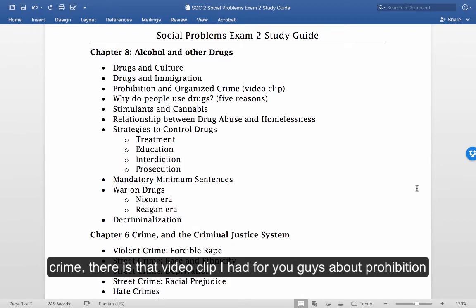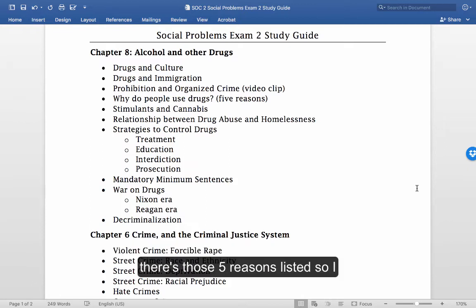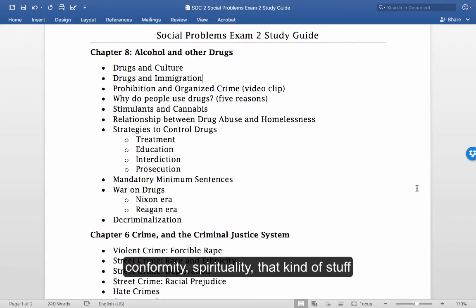Prohibition, organized crime. There's that video clip I had for you guys about prohibition. Just watch that. You'll be good on that one. Why do people use drugs? There are those 5 reasons listed. So I'm going to ask you, to test your knowledge of those 5 reasons why people use drugs: therapeutic use, escape, conformity, spirituality, that kind of stuff.